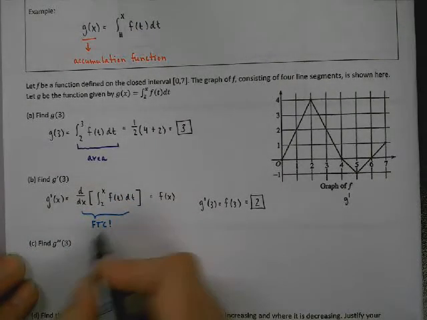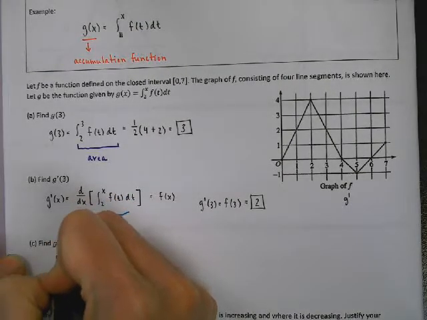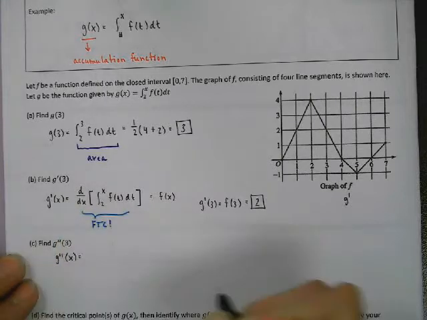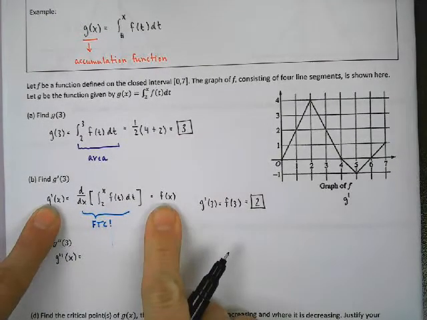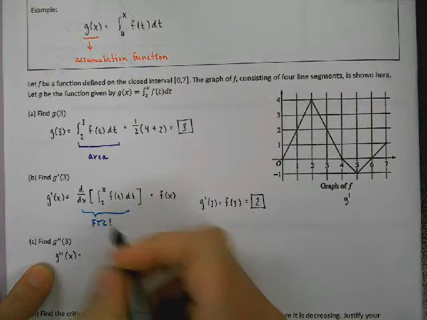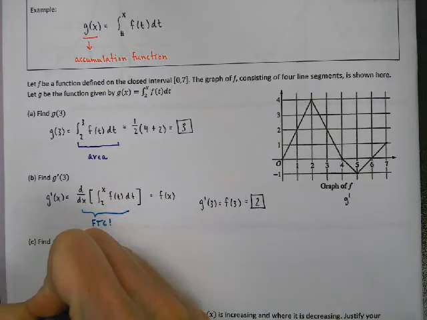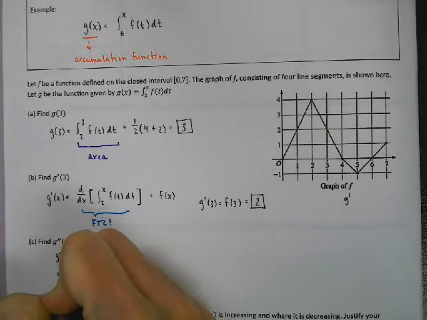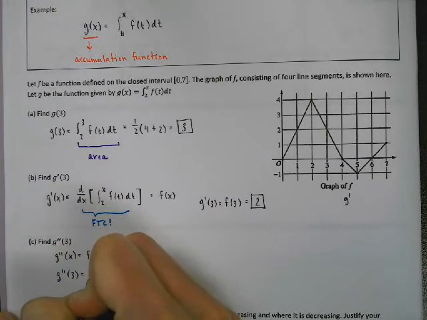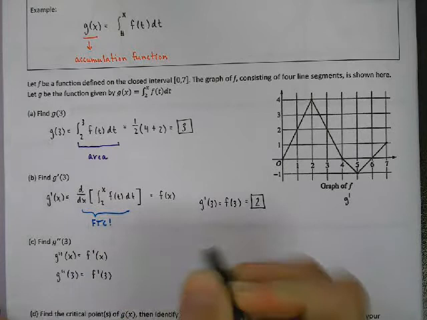All right, so last but not least, now I have to find g double prime of x. Well, if g prime of x equals f of x, then I know g double prime of x is just f prime of x. So now g double prime of 3 is equal to f prime of 3.